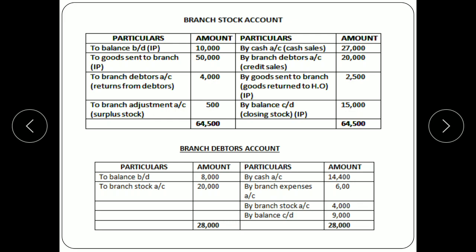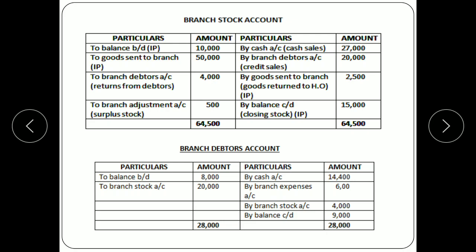Next we move on to the branch debtors account. The first entry on debit side, to balance brought down. It is the opening balance of debtors account, 8,000. Next we have to branch stock account. It is the value of credit sales made by the branch. So here we had by branch debtors, which is transferred to debtors account and written as to branch stock account, 20,000. So it is the value of credit sales.